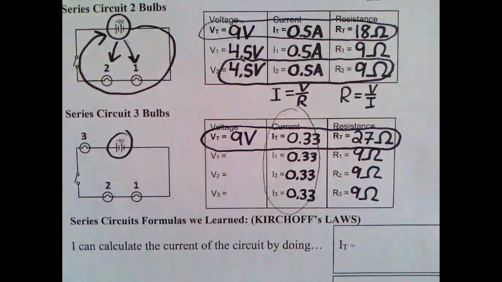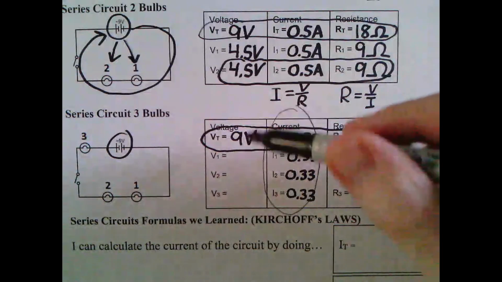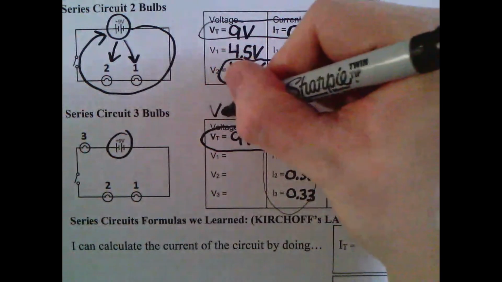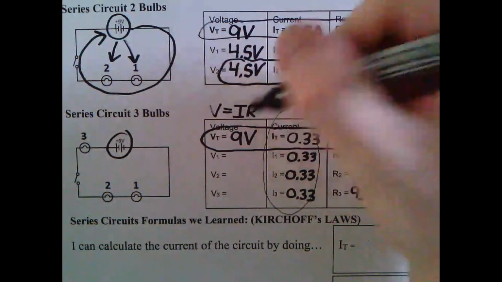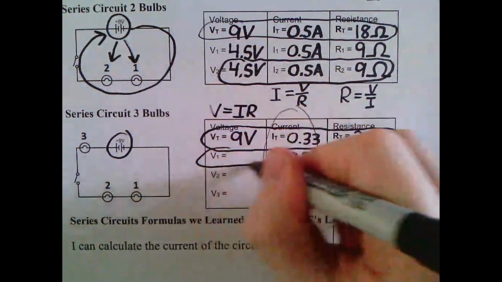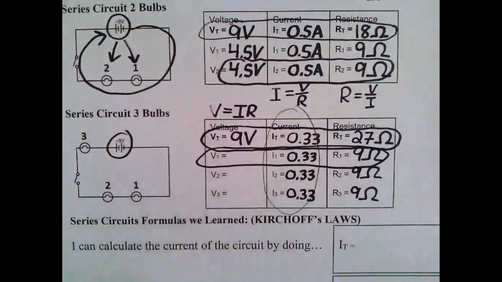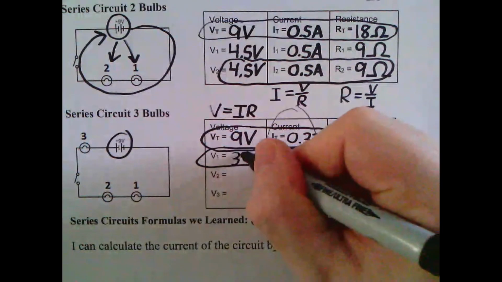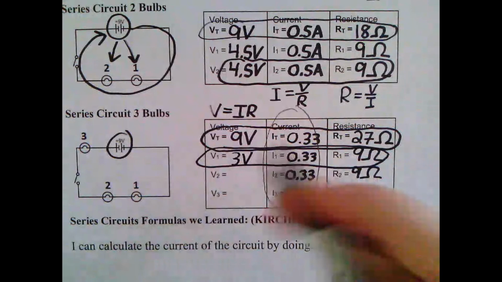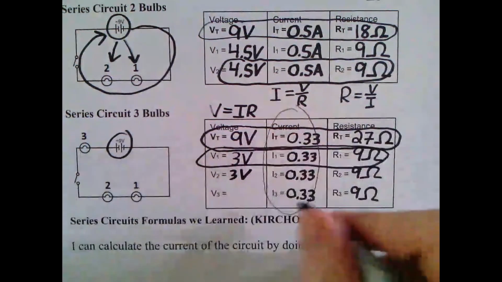Okay? So now we can calculate the voltage here. We can say that voltage equals current times resistance. So if I want to know the voltage here, just multiply these together. So 0.33 times 9. Okay, great. 3 volts. Again, 3 volts.